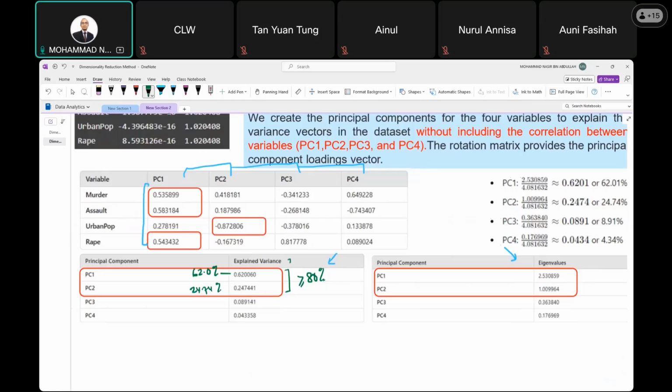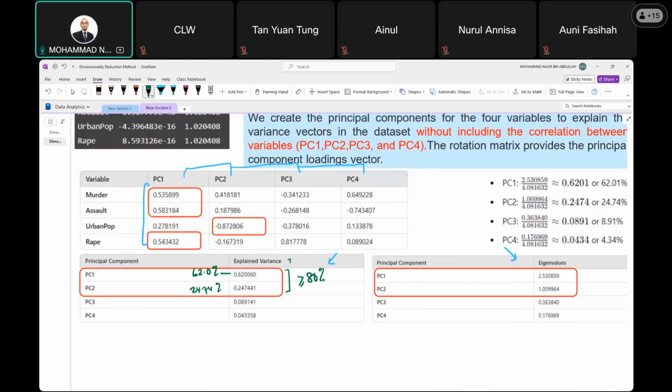Right. So if you include all the PCs, it will be 100%, like there is no dimensionality reduction. Our objective is to reduce the dimensionality. So we will select the PCs that consist of a total variance of more than or equal to 80%. So this is one criterion.